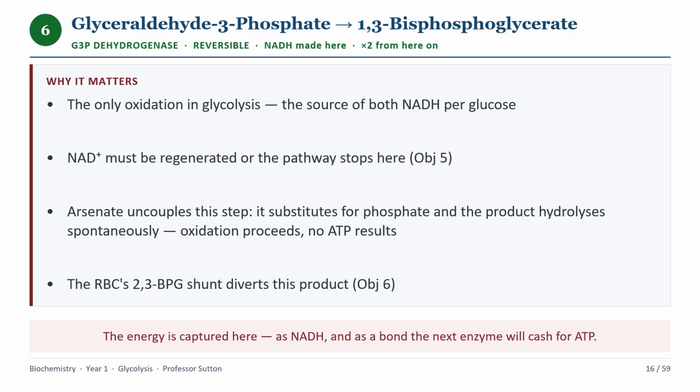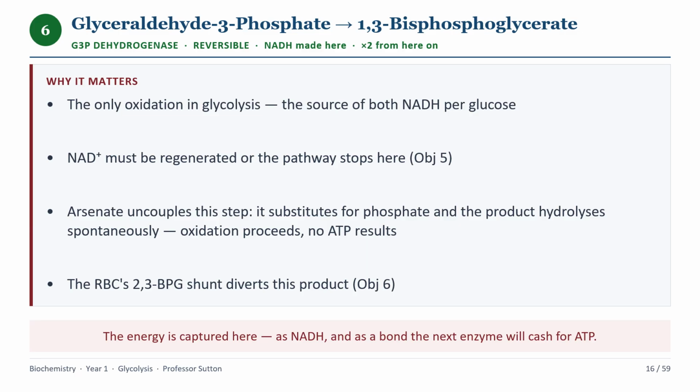This is the only oxidation in glycolysis. Both molecules of NADH per glucose come from this single step, 1 per triose. If an exam question asks where the NADH comes from, it is here, and there is no second source.